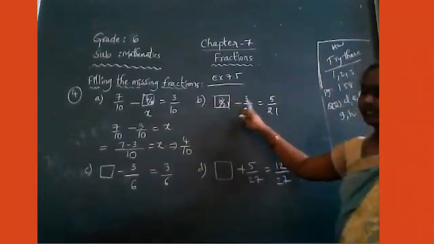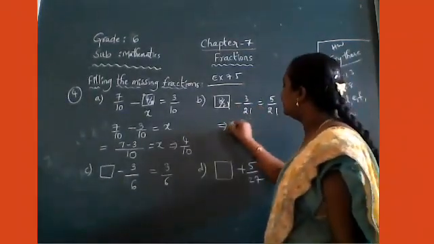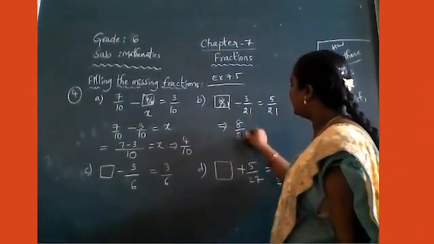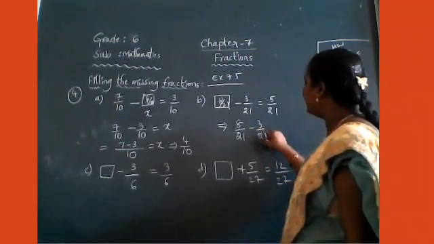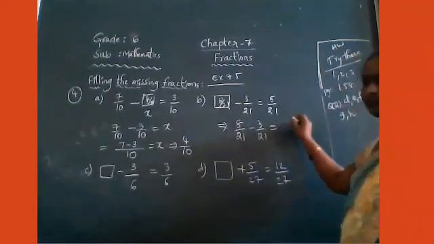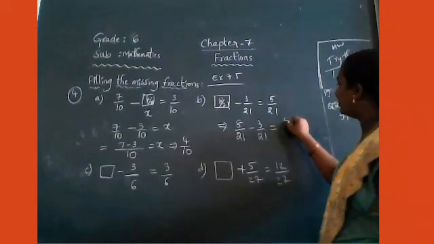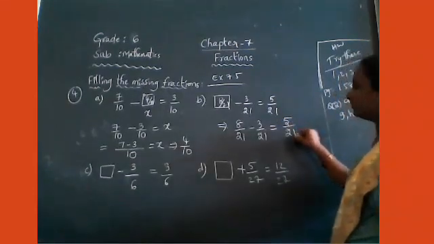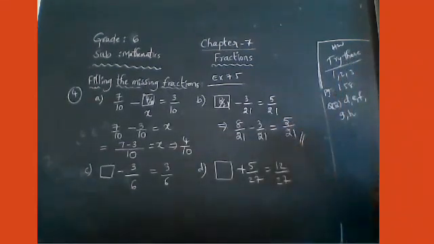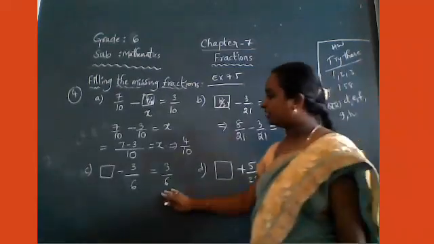8 minus 3. So look here. 8 by 21 minus 3 by 21. After subtraction of these two numerators, you will get 5 by 21. Very good. Next, come to the third one.